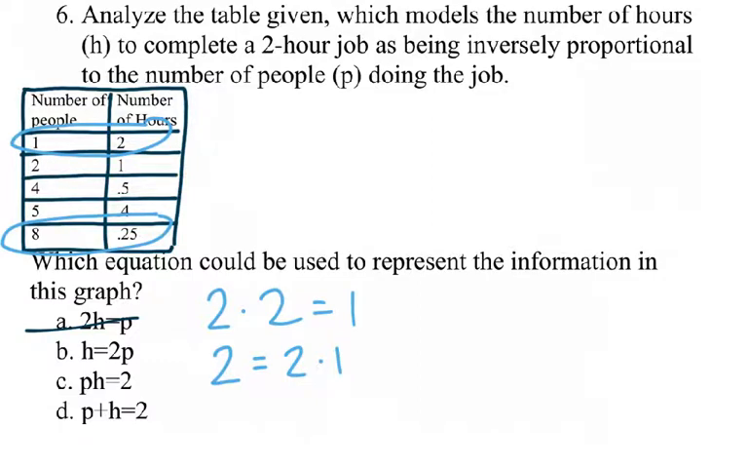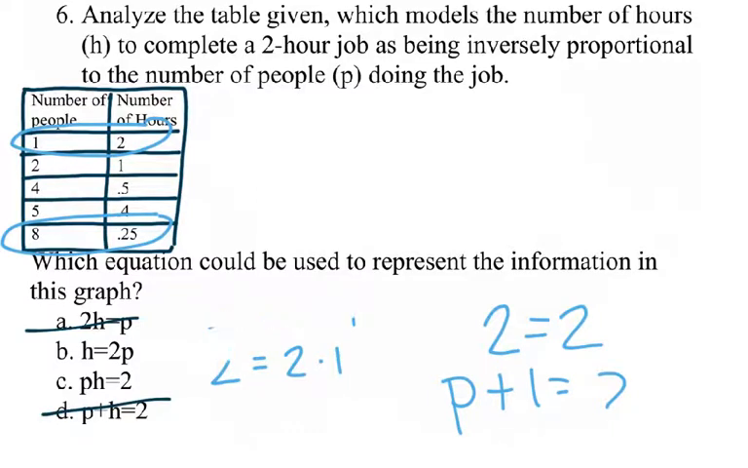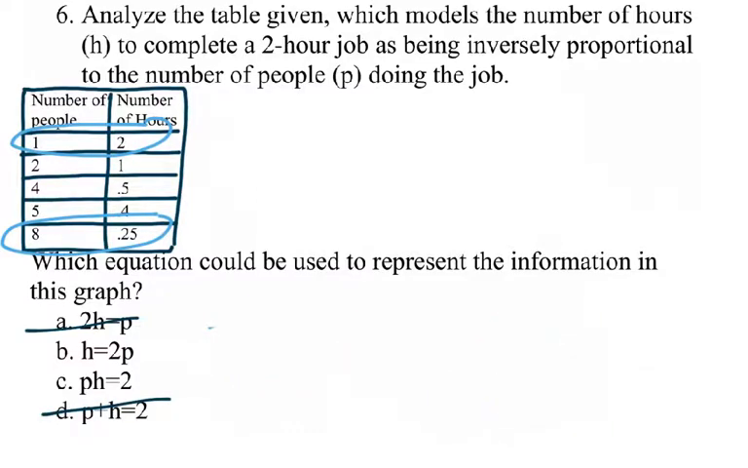So P times H, 2 equals 2. That one works also. And if I try the last one, P plus 1 does not equal 2, so definitely not that one. So now we've got it down to 2, and I'm going to plug this one into B and C and see which one works. So 0.25, does that equal 2 times 8? No, so it's not that one.